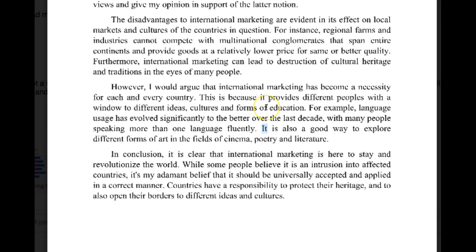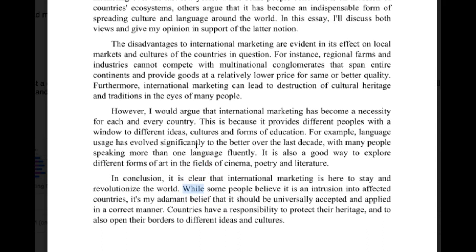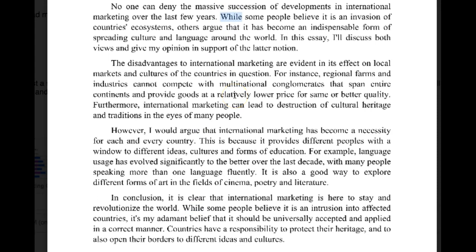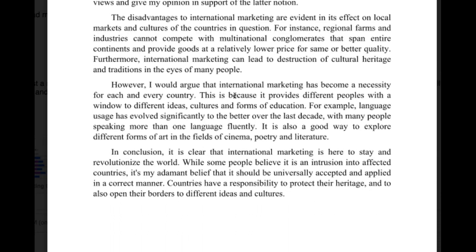In conclusion, it is clear that international marketing is here to stay and will revolutionize the world. While some people believe, I'm sure we've used that structure before already. Okay, yeah, we did. All right, so it's repetition. You've used it once, you get the points, but if you carry on using it, the examiner won't give you additional points. Whereas if you'd used a different structure, it's a new opportunity for the examiner to give you the points, okay?